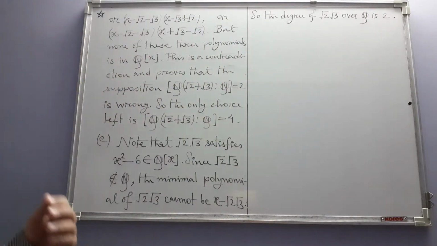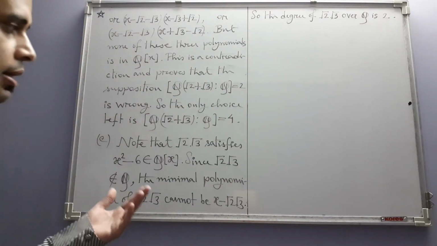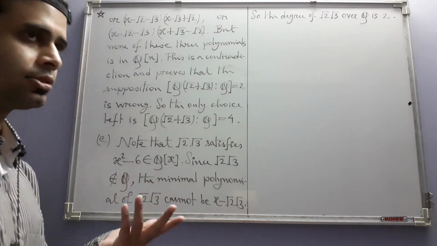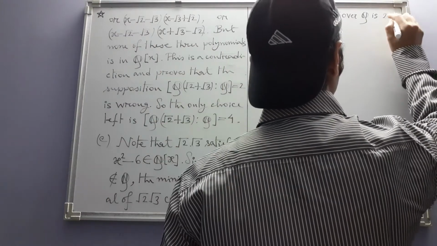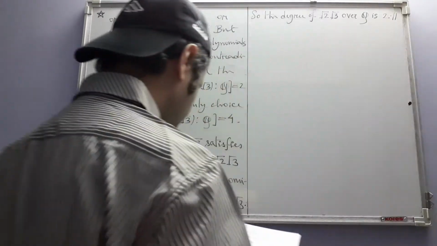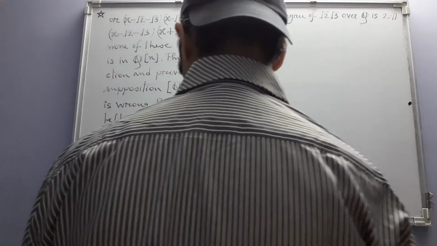So root 2 times root 3 has lower degree, it has degree 2, but root 2 plus root 3 has higher degree 4. So the solution ends here. Next, 5.